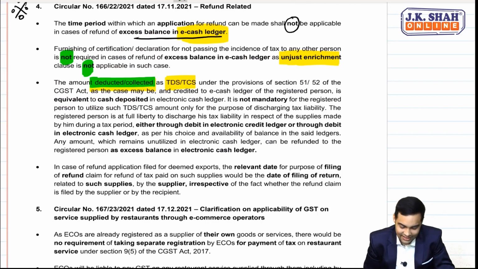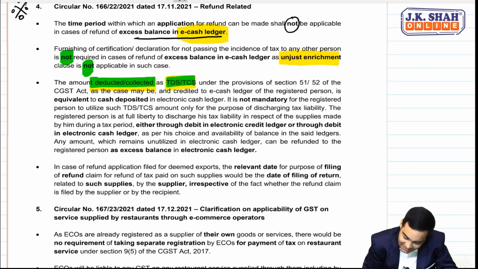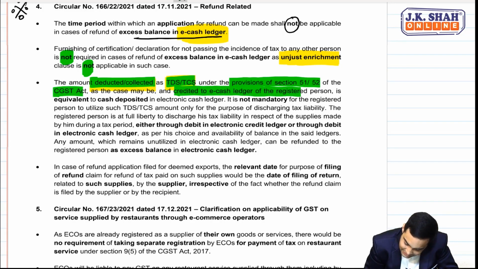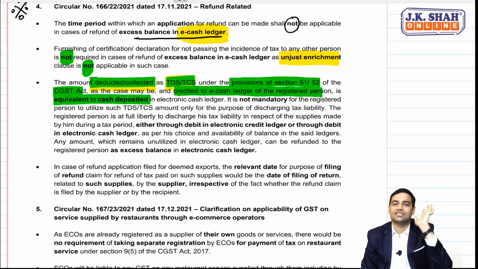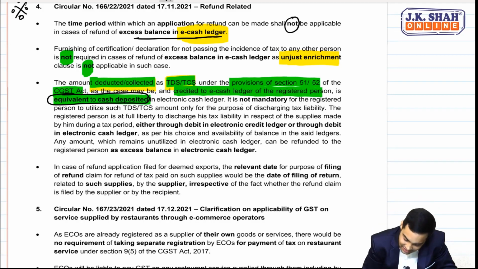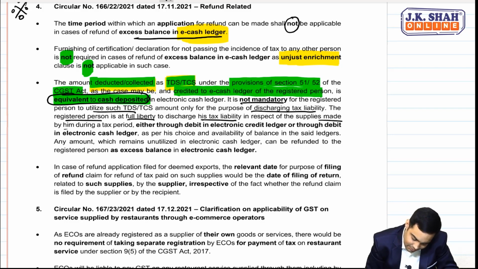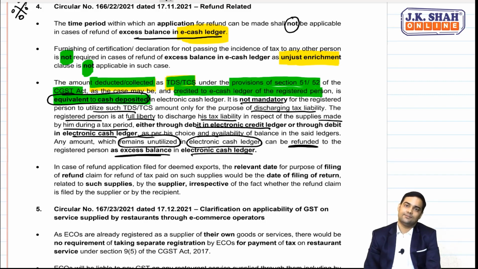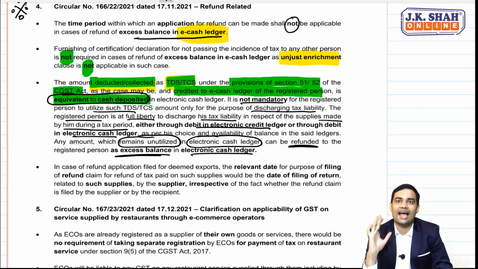The amount deducted or collected as TDS TCS under the provisions of section 51 or 52 of CGST Act and credited to e-cash ledger of registered person is equivalent to cash deposited. People, this is the key point. Government has clearly said that it is equivalent to me depositing cash. It is not mandatory to utilize such amount for discharging tax liability. The registered person is at full liberty to discharge his tax liability for supplies made by him during the tax period, either through e-credit or e-cash. And any amount which remains unutilized in e-cash ledger can be refunded as excess balance in e-cash. Is it, sir? Yes. You can claim a refund of this amount without any hassles.